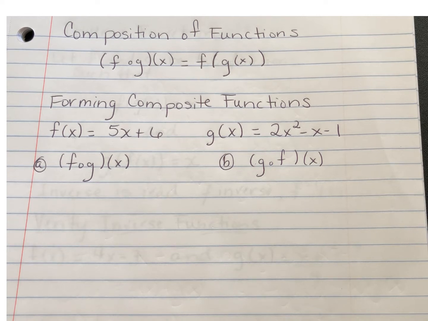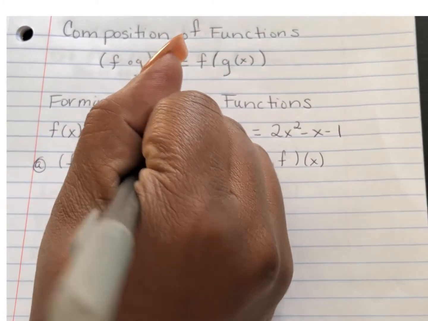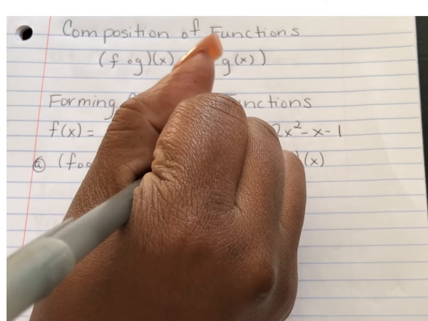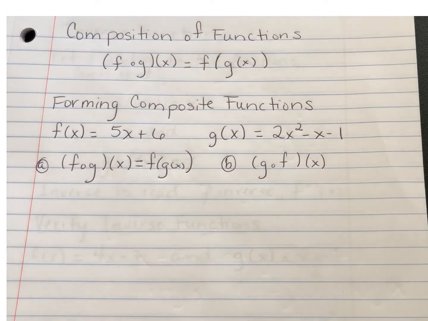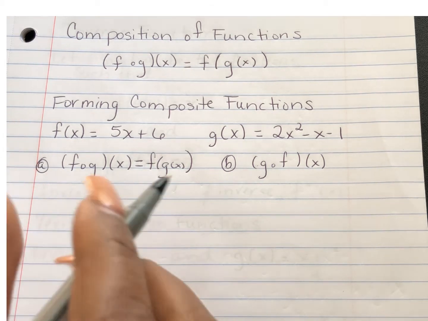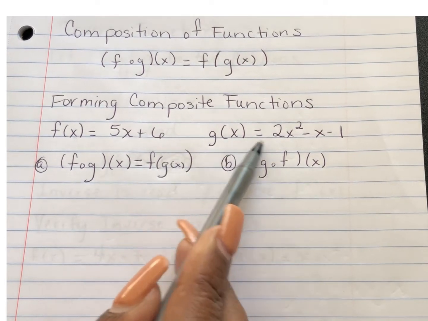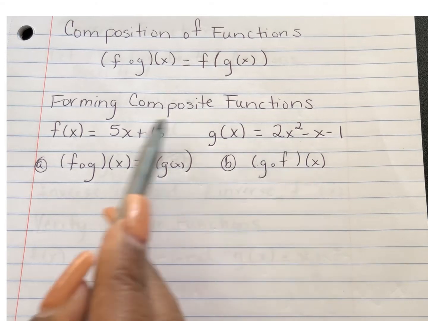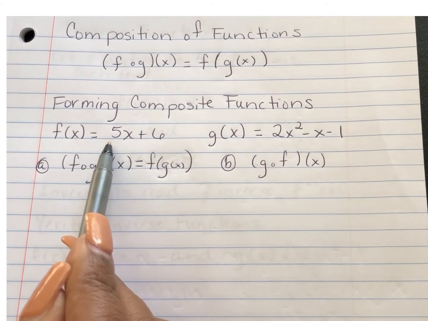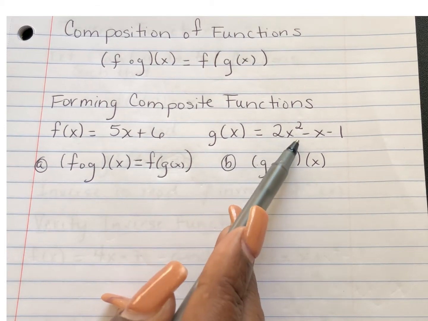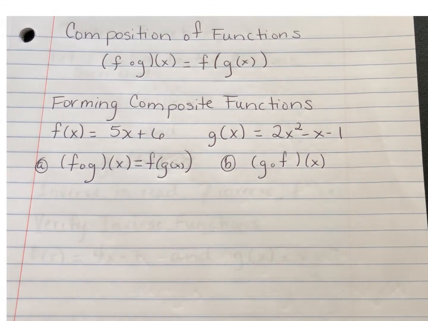And we have f of g of x is the same as f of g of x. Now, I am going to replace g of x with what they gave us g of x is equal to. So we have f of x is 5x plus 6, and g of x is equal to 2x squared minus x minus 1.